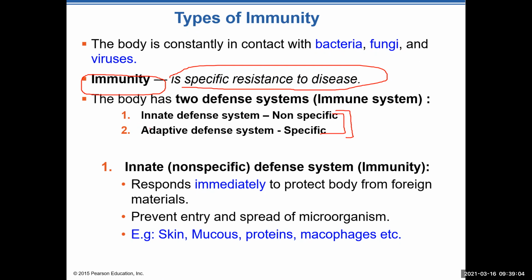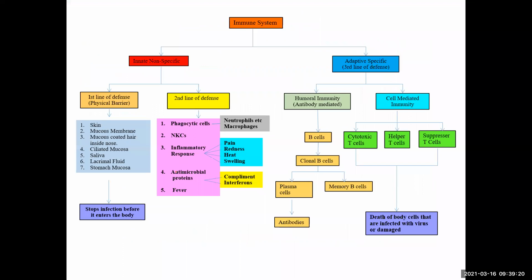Let's try to learn the difference between the innate defense and the adaptive defense system. Innate is also called non-specific. I'll tell you why it's called non-specific. For example, I have made a table for all of you. Why did I make this table? Because I know that the whole chapter is based on it. In this whole chapter, we're going to talk about various types of immune cells.